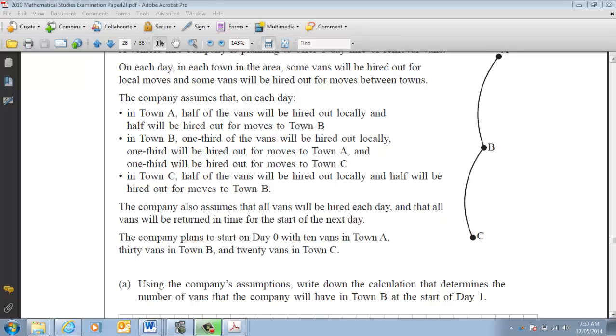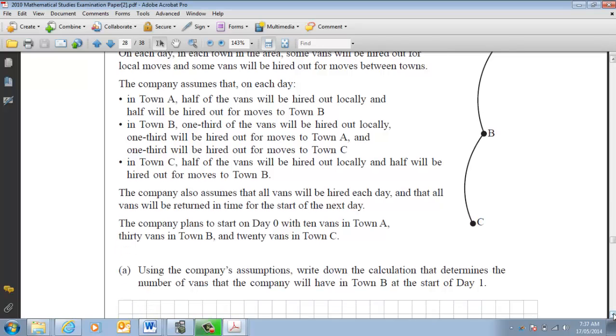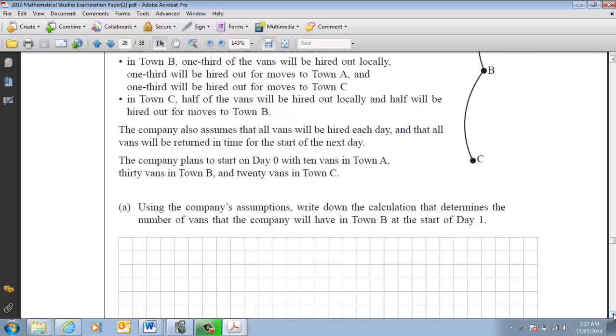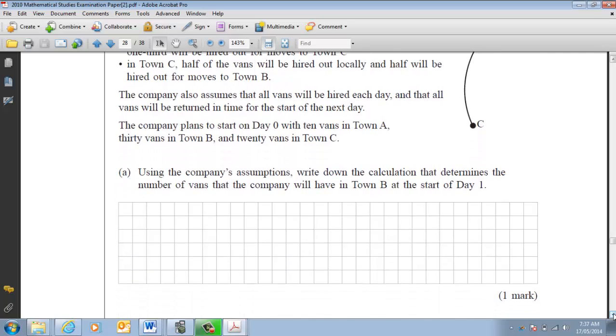Right, so this is a scenario which you can imagine a rental car company would need to consider, modelling this sort of mathematics. So for this one here, using the company's assumptions, write down the calculation to determine the number of vans that the company will have in town B at the start of the day, day one.